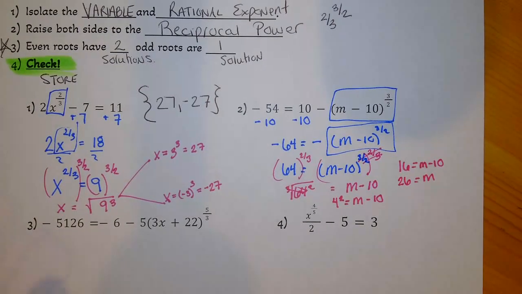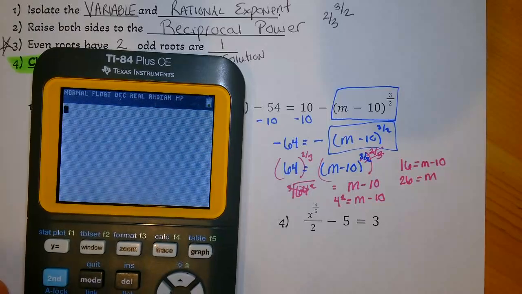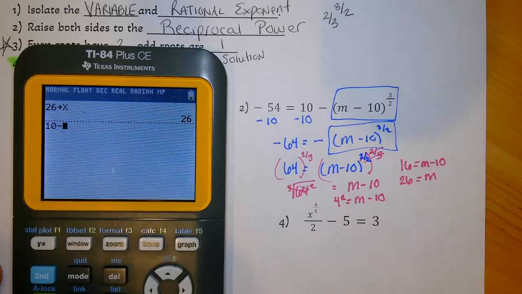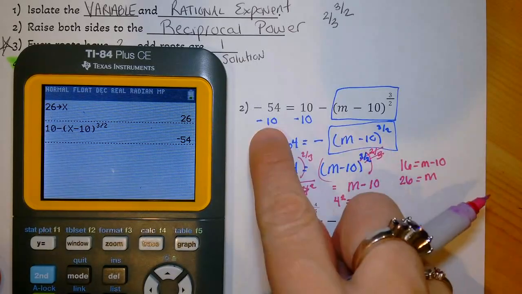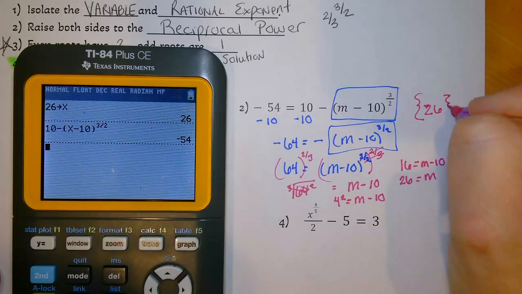Now, just because I got that answer doesn't mean it works. I've got to check to see if it's extraneous. So I'm going to take that 26, store it into x. And I know this side's negative 54. I'm going to type this side in. 10 minus, parenthesis, x minus 10 raised to the 3 halves. I get negative 54, so 26 is a keeper.